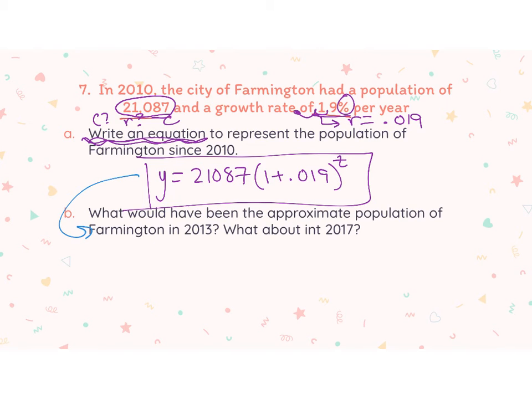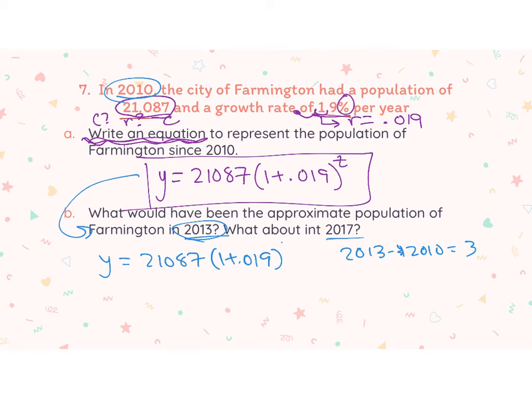It says, what would have been the approximate population of Farmington in 2013 and also in 2017? So they're asking you to do this 2 different times. Okay, so again, we need to figure out how much time has passed. So if we're looking at 2013 and their equation started in 2010, 2013 minus 2010 is 3 years. So that's what I'm going to plug in the first time. I have y equals 21,087 times 1 plus 0.019 raised to the 3rd power. Go ahead and type all that into your calculator.